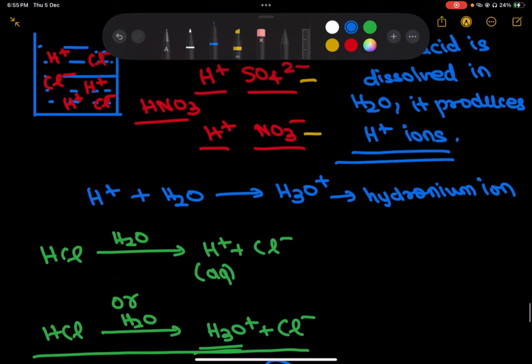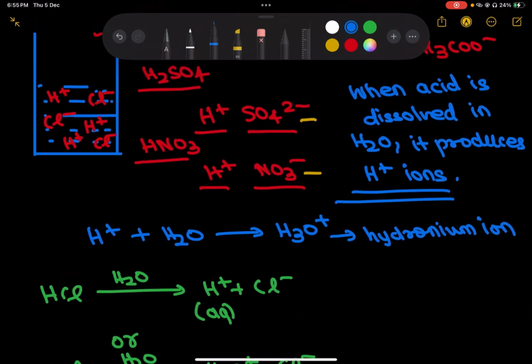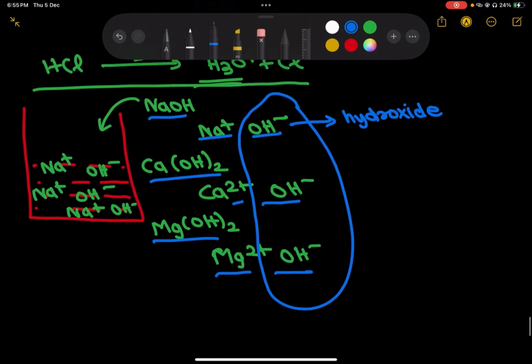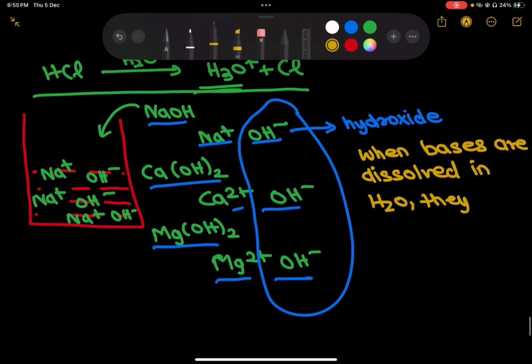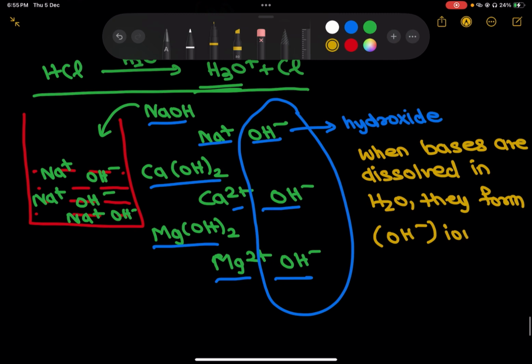As we wrote for acids that when acid is dissolved in H2O it produces H plus ions, here I'll write that when bases are dissolved in H2O, they form OH minus ions. This is a characteristic property of bases. They form OH minus ions, hydroxide ions.